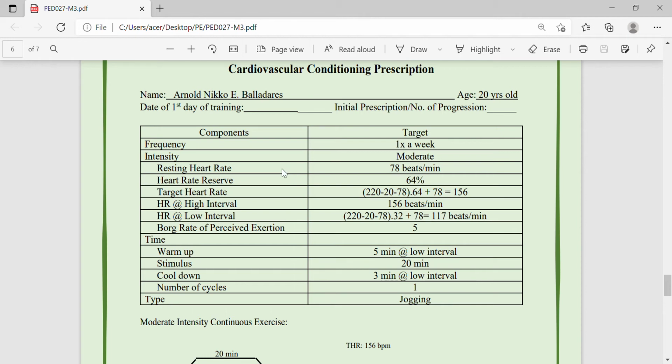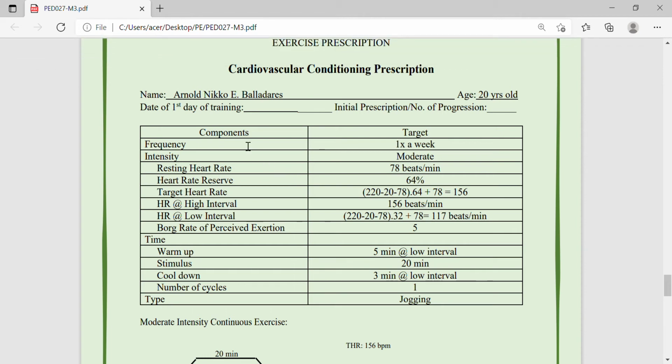In the components column, there's frequency, intensity, resting heart rate, reserve, target heart rate at high interval, heart rate at low interval, Borg rate of perceived exertion, the duration of the exercises, which includes the warm up, the stimulus, the cool down, and the number of cycles. And lastly, the type of cardiovascular exercise.